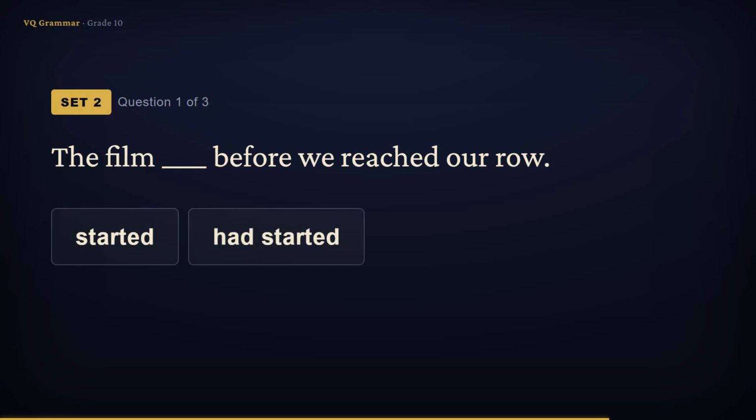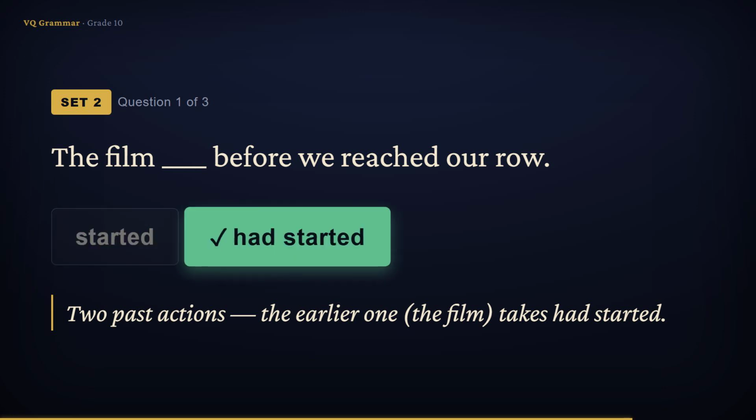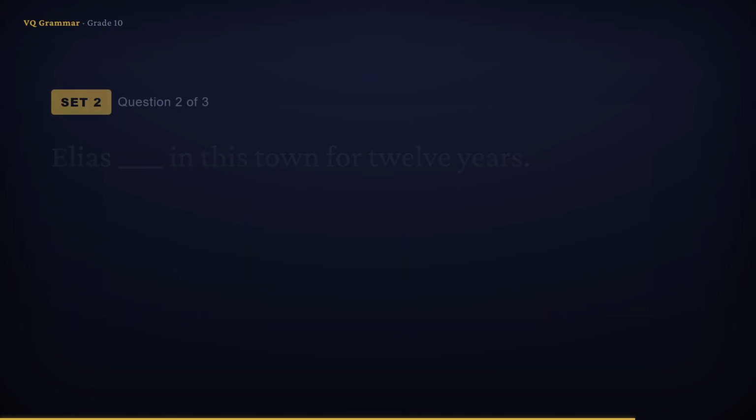The film blank before we reached our row. Count the past events, the film beginning and us reaching our row. Two of them, and the film clearly came first. The earlier of 2 past actions needs the past perfect, so the answer is had started.